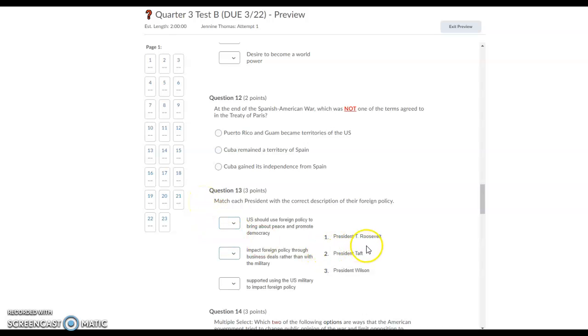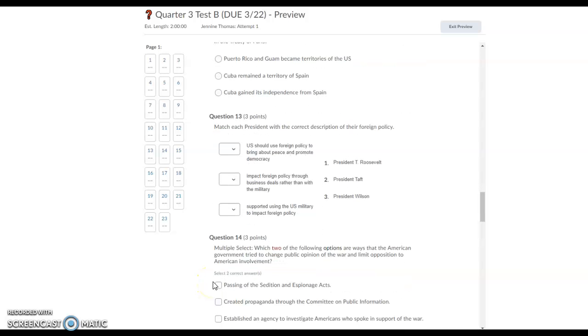The options are President Theodore Roosevelt, President Taft, and President Wilson. First description, the U.S. should use foreign policy to bring about peace and promote democracy. Second description, impact foreign policy through business deals rather than with the military. Third description, support using the U.S. military to impact foreign policy.